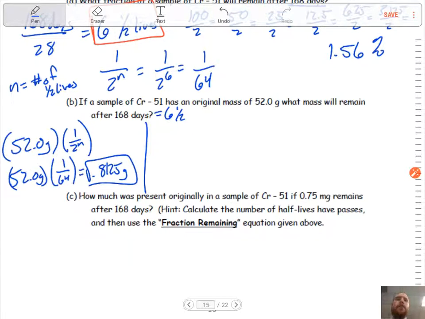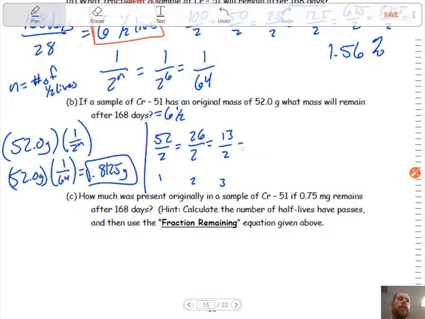Otherwise, guys, you know it's 6 half-lives, so take that 52 and just start dividing it by 2 a total of 6 times. So 52 becomes 26, and that's 1 half-life. Divide by 2 again, which would be my 2nd half-life. That's going to take me down to 13.